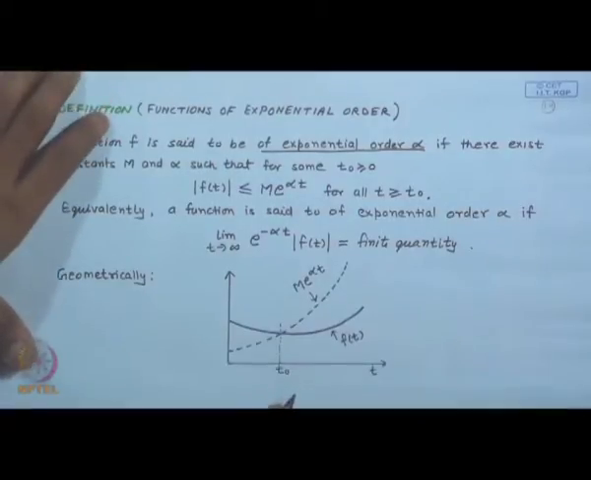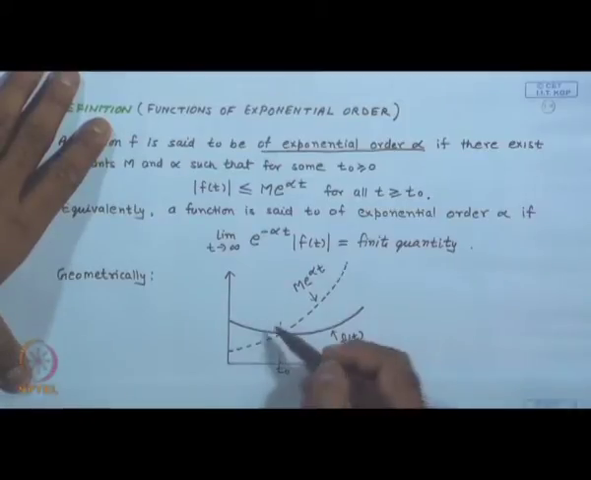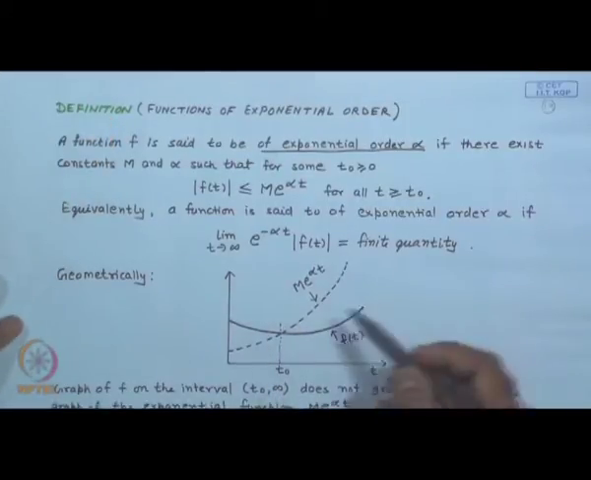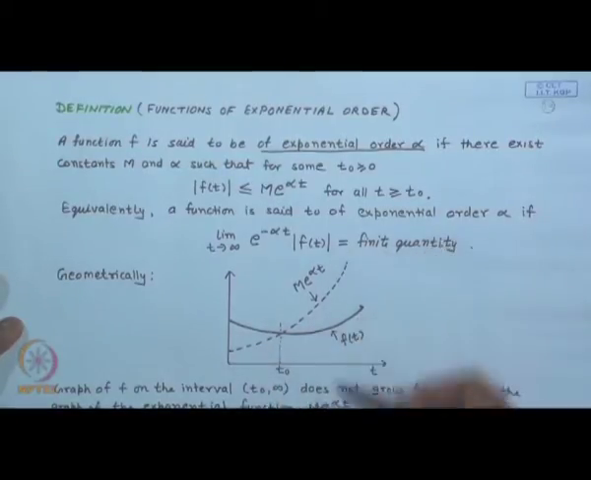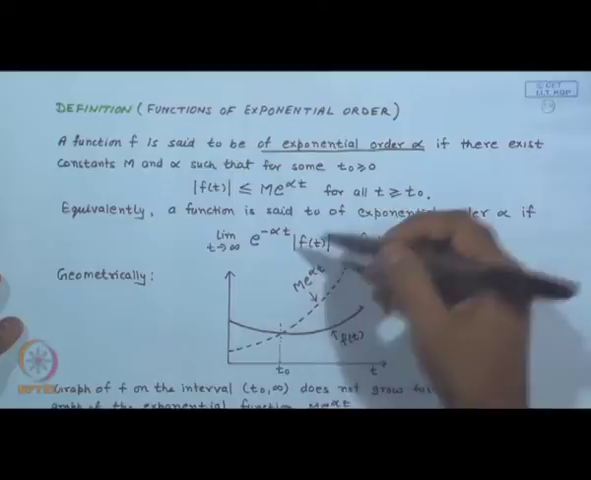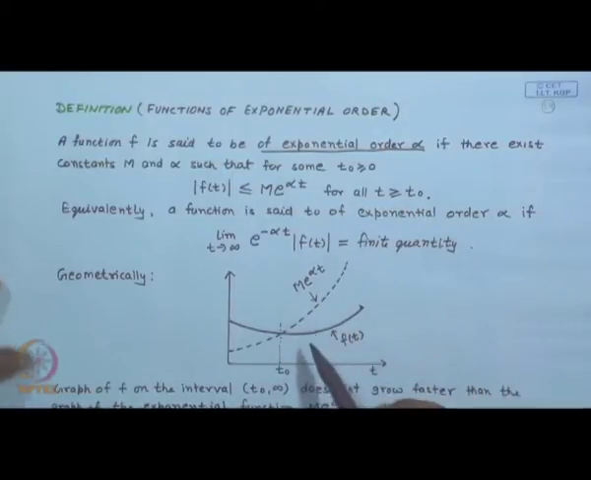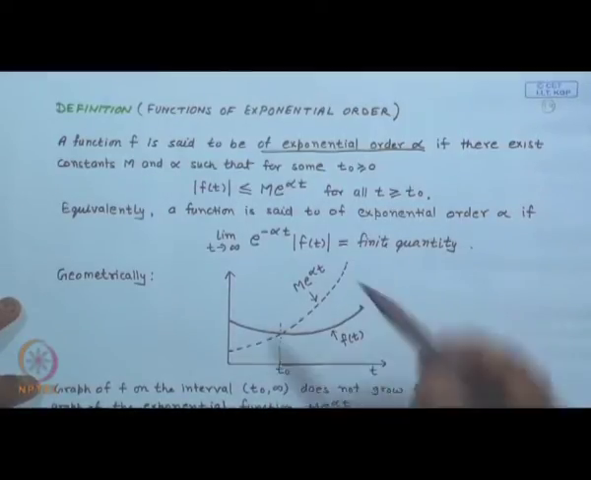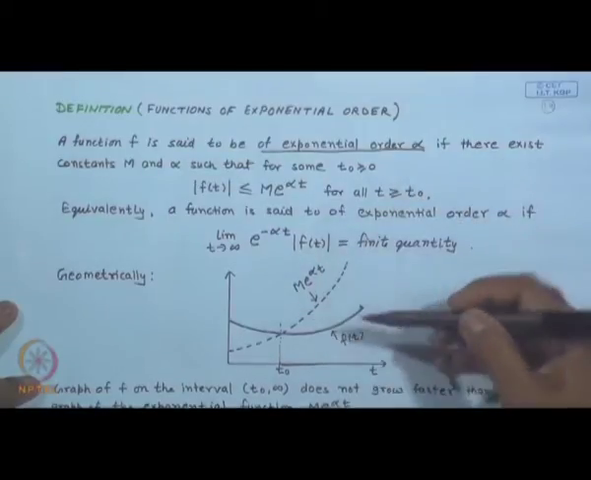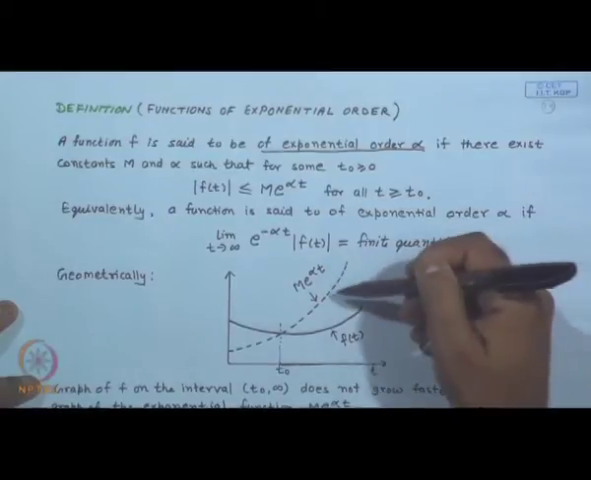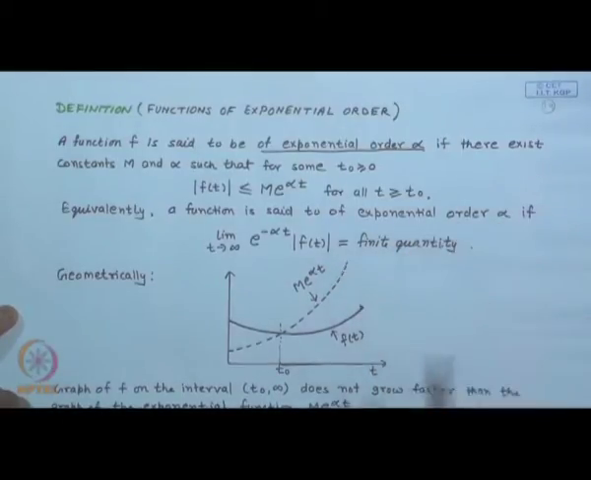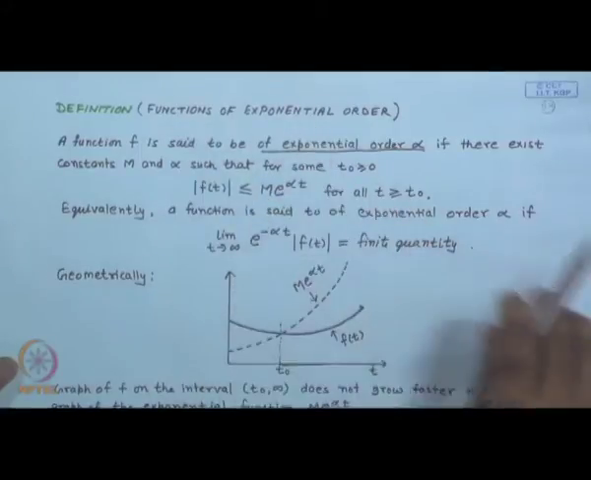Geometrically, if we see, this is basically the graph of a function f(t), and this is our exponential function with exponent alpha. So, the graph of f on the interval t naught to infinity does not grow faster than the graph of the exponential function M e^(alpha t). So, that is the meaning of functions of exponential order.